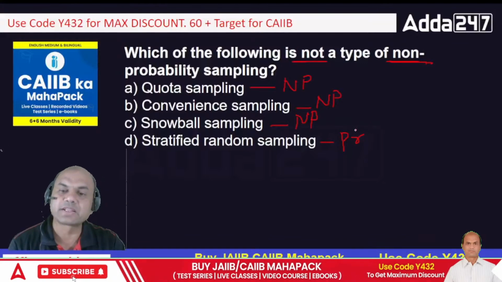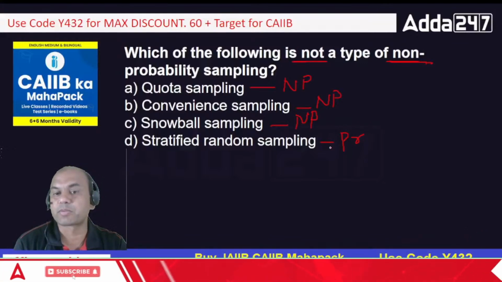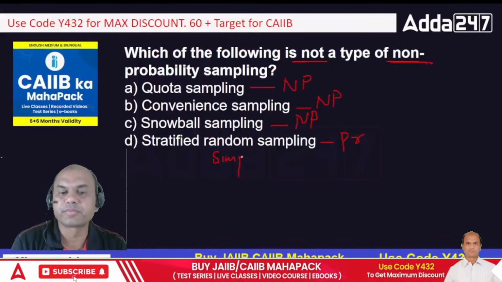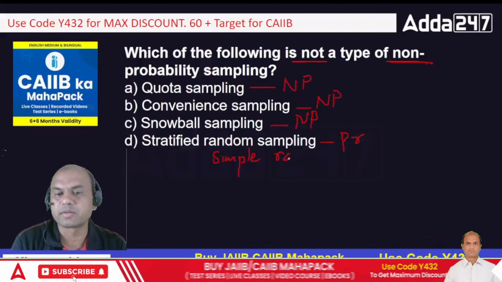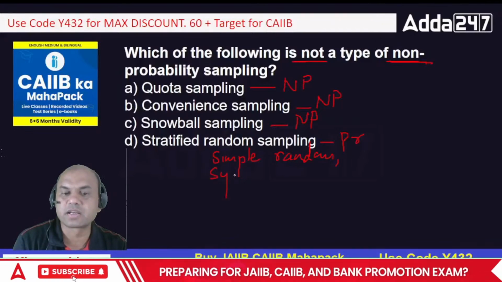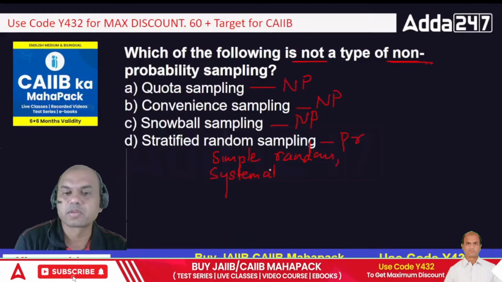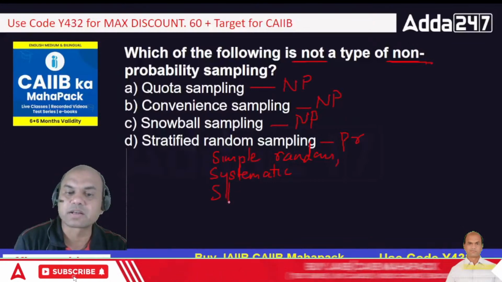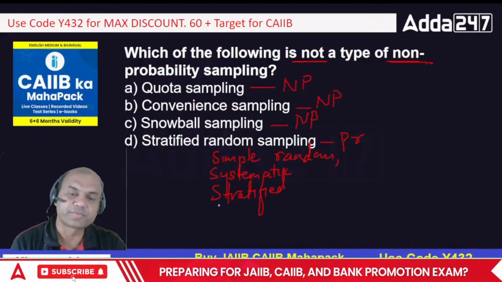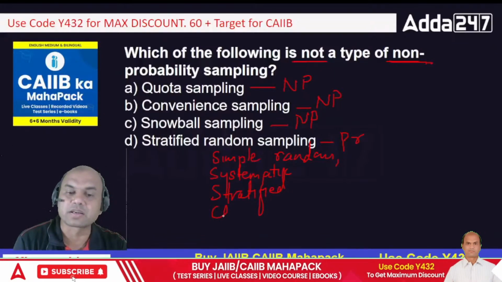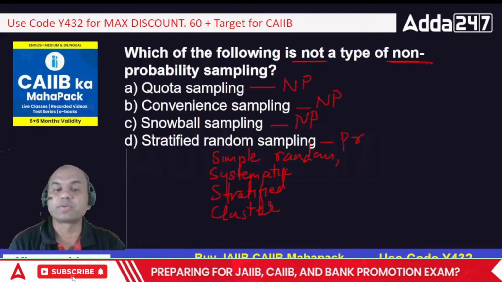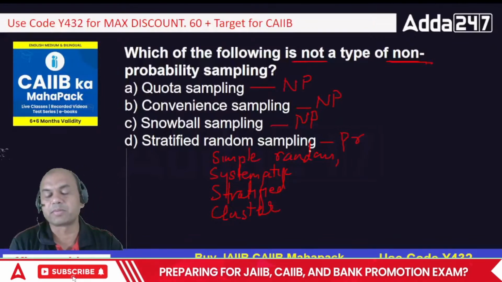Probability sampling is of 4 types. Always remember probability. One is simple random. Second is systematic. Third is stratified. Are you able to get this? And last one is cluster. So these are the 4 types of probability sampling. So that's why stratified becomes a part of probability sampling.